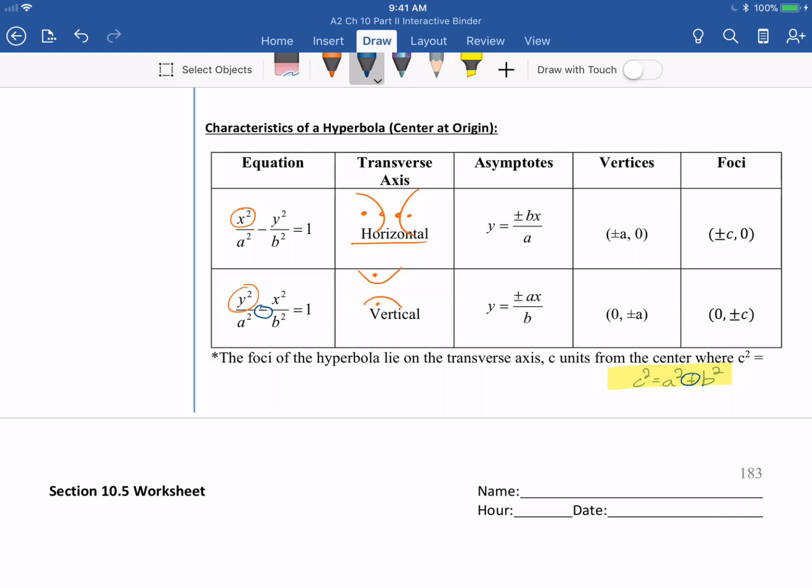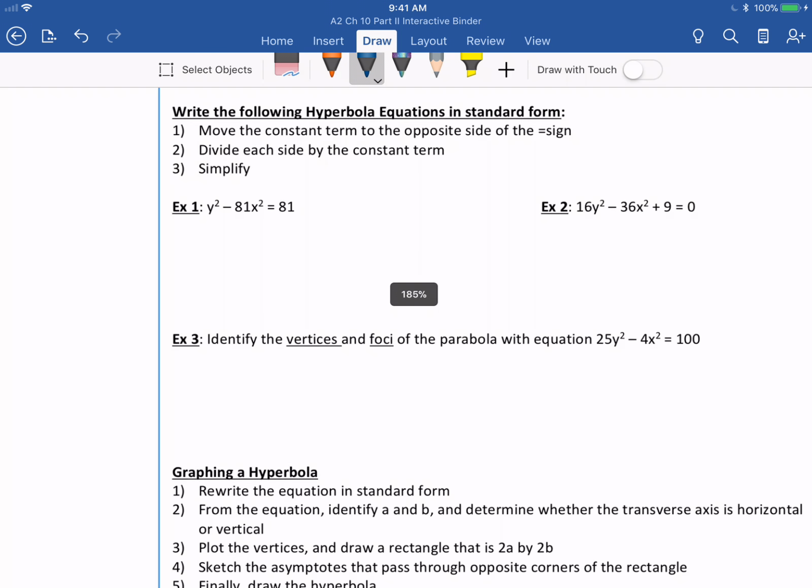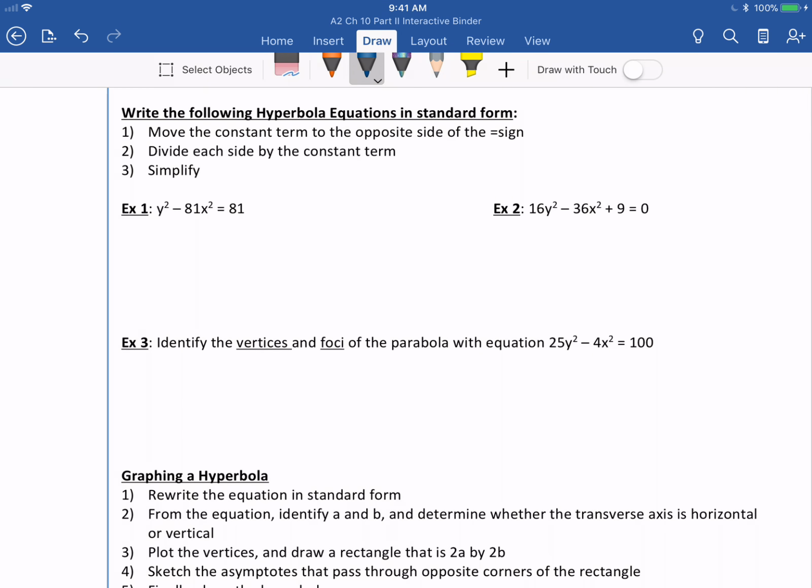All right, awesome. As we go on to some concrete examples, let's take a look. It says rewrite the following hyperbola equations in standard form. If I rewrite this in standard form, I have to have my x squared and my y squared on the same side, and there has to be a 1 on the right side. So I have to divide everything by this 81 to make 1 on that right side. So I divide by 81. Now I have y squared over 81 minus, notice how the 81 and the 81 cancel out, so x squared over 1 is equal to 1. And this is my standard form equation for this one.